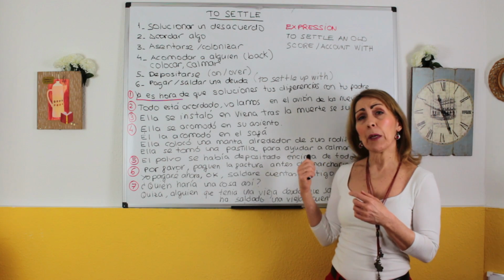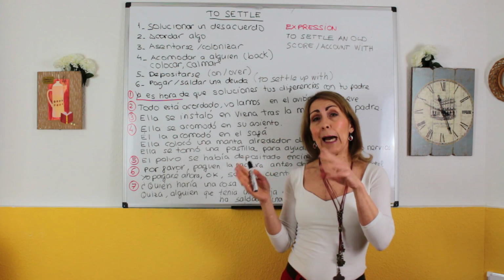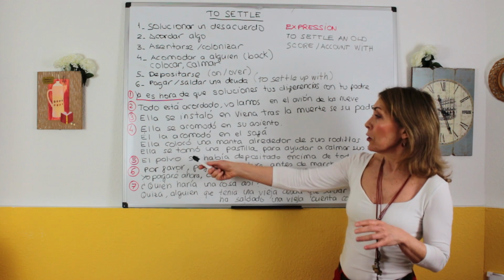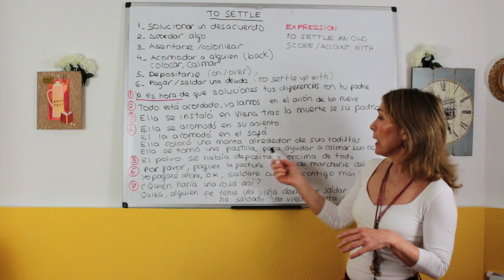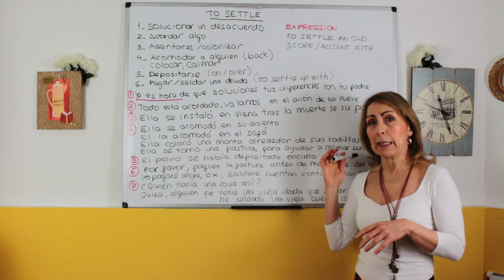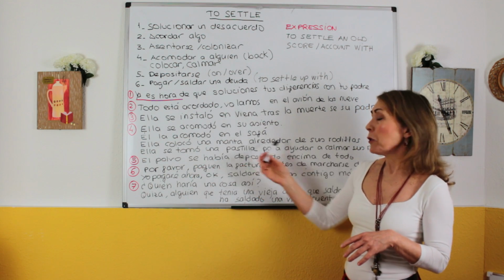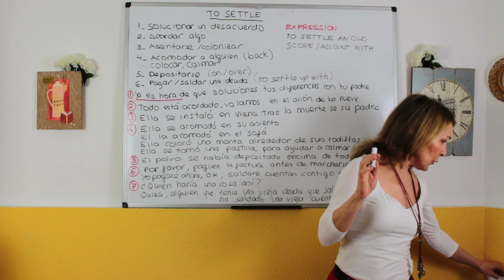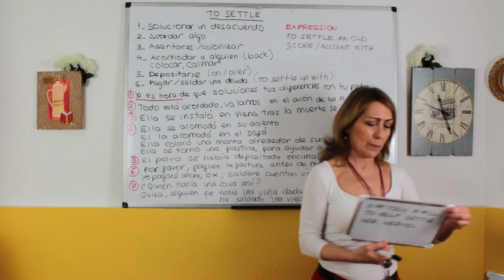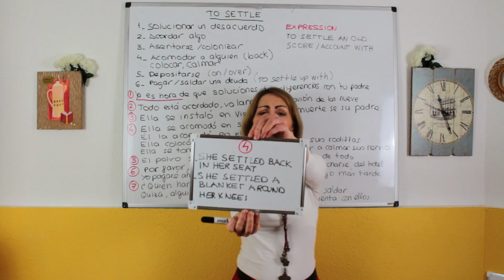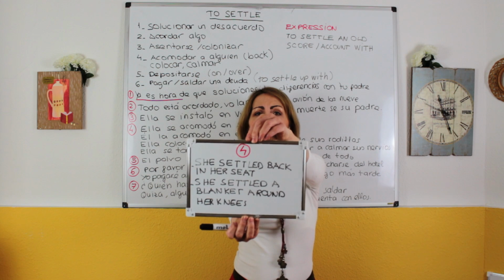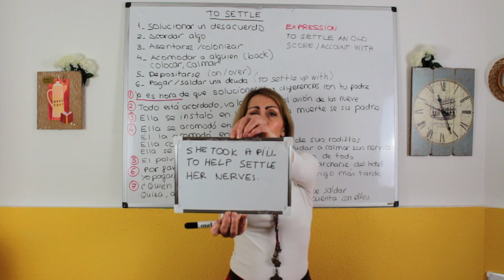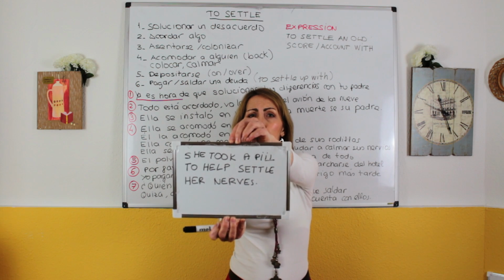With the verb help, we can add to after the verb help or omit it as you want. So she took a pill to help to settle her nerves, or she took a pill to help settle her nerves. Very well, I'll show you this one. Here you have. Very well. And the last one, she took a pill to help settle her nerves.